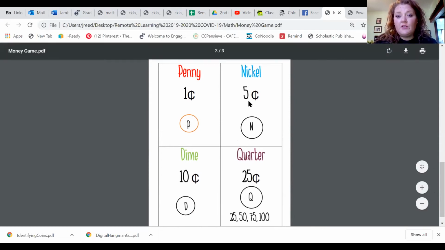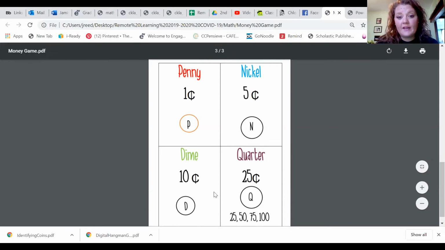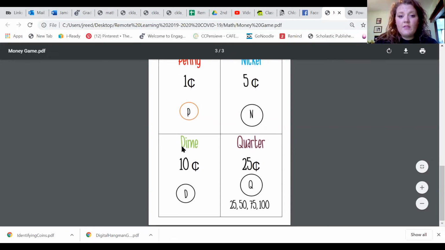So this way you know that you were making a penny. Same thing for a nickel. Nickel is worth 5 cents, and you draw your circle and put your N. I made the nickel circle a little bit bigger so you remember it's a bigger coin, but it's still only worth 5 cents. Then we have our dime, which is worth 10 cents, a circle with the D in it. That's how you would draw the dime. And then our quarter, which is worth 25 cents, so a circle with a Q in it.